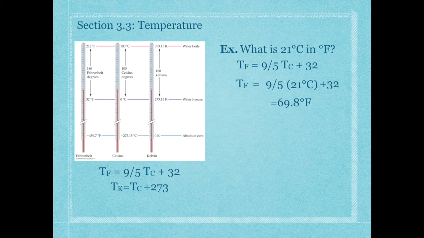Now keep in mind that the very final calculation that you make here is adding. So remember, since you are adding, you're going to be basing your rounding off of decimal places. Since 32 has no decimal places, that means I need to round 69.8 so it has no decimal places. So I am going to round that to 70 degrees Fahrenheit.